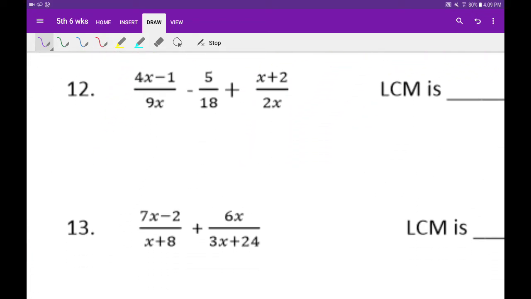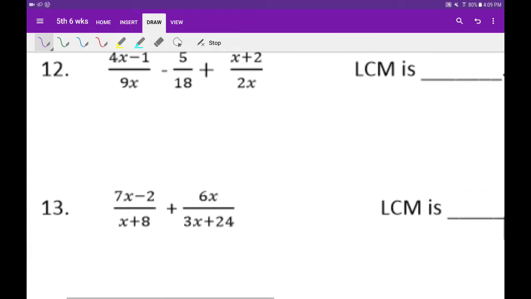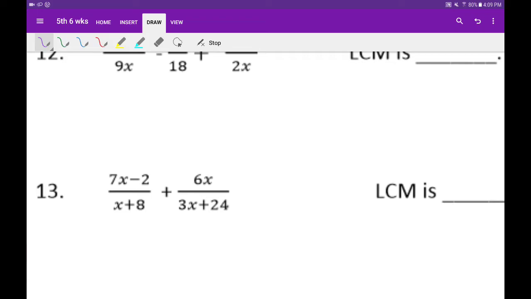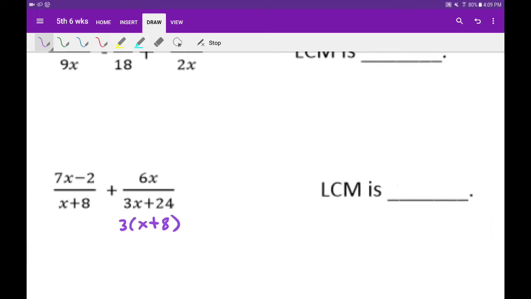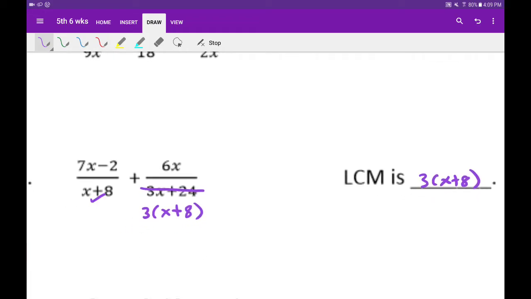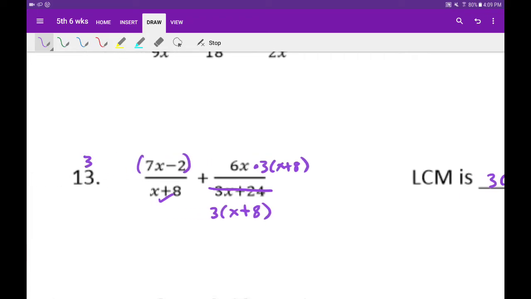Okay, let's do one with the GCF. Here on the bottom, we can go ahead and factor out a 3, and we're going to get x plus 8. So this LCM is going to be 3 times x plus 8, using the biggest denominator. And then we have an x plus 8 over here, so it's satisfied. So let's take that. We're going to multiply 3 times x plus 8 to each numerator. Again, these are grouped together, and 3 times x plus 8 here.